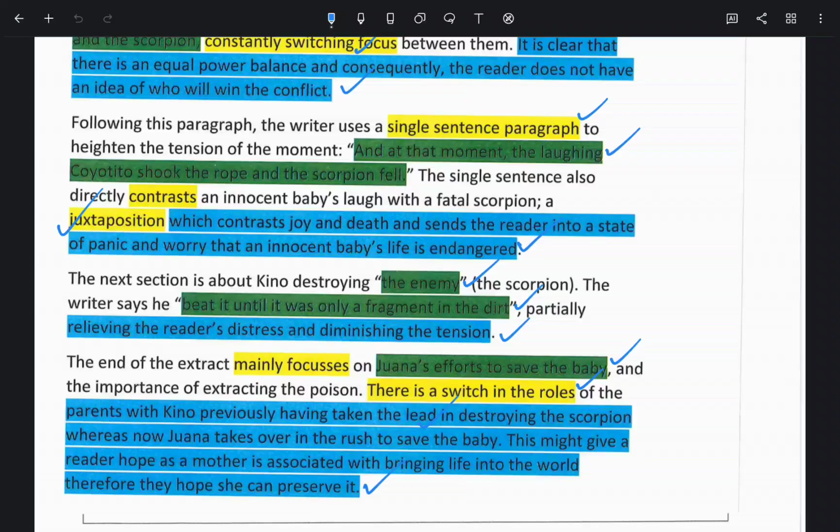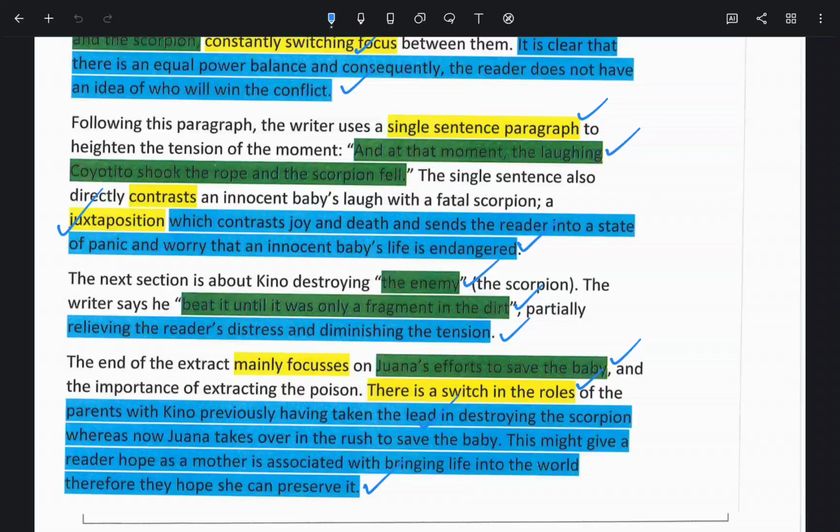What will happen next? Does that interest the reader? Yes, it does. Is that effective structure? Tick, excellent, brilliant commentary. Finally, remember, you need to comment towards the end. The end of the extract mainly focuses on Joanna's efforts to save the baby and the importance of extracting the poison.